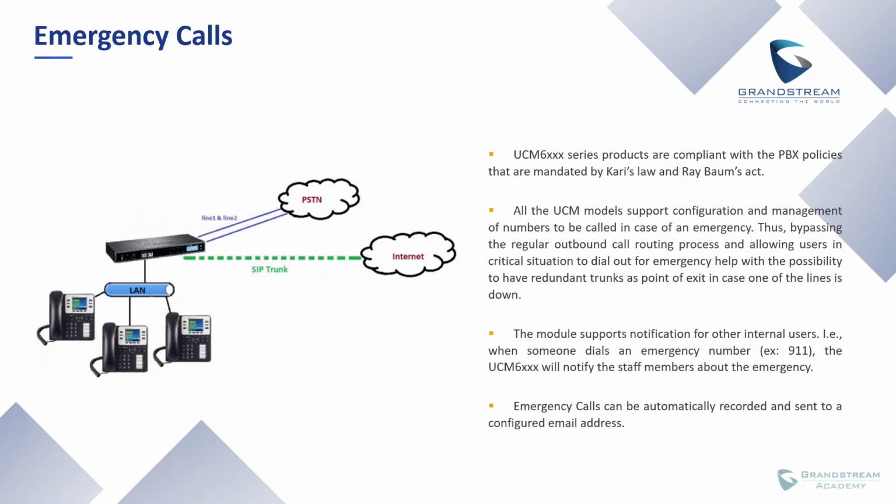Outbound calls can be set to bypass the regular outbound call routing process and dial out for emergency help through redundant trunks in the event all lines are busy or down. In addition to that, emergency calls can be set to be recorded automatically once an emergency number is being called.